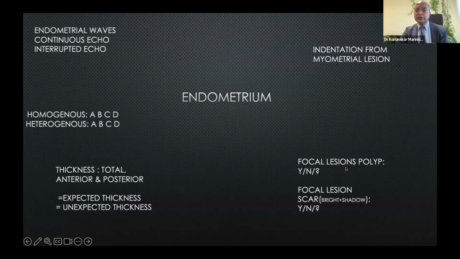Then you work out the thinness and thickness. Then you look for focal lesions, one polyp or polypoidal endometrium. Yes, no, doubtful. Focal lesion, scar. How does a scar look? It looks bright, and behind the brightness there is a fallout area. Then you say, yes, I know it's a scar. No, it's not a scar. I'm doubtful whether it is yes or no. I don't know. For every condition, you must spend time.